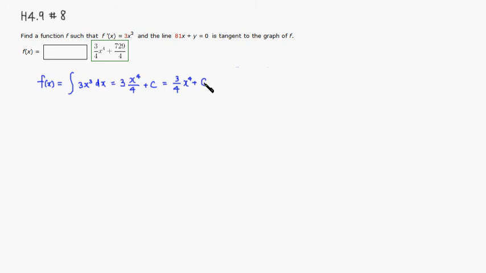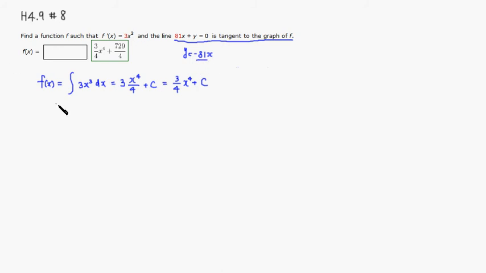To get a clue, we have to use the second piece of information. It says that the line 81x plus y equals 0 is tangent to the graph of f. Which means that at that point the derivative is going to be, if you rewrite this, y is equal to negative 81x, so the derivative has to be negative 81, because that's the slope here.